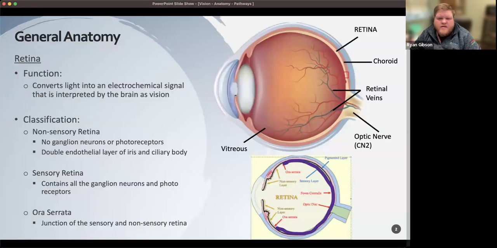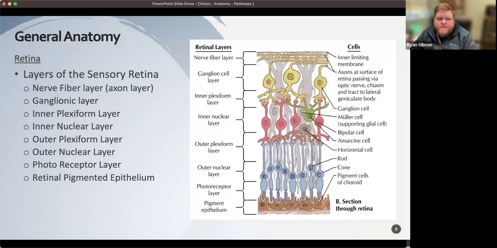Now we're going to zoom in. See that red box coming in there? That's where we're about to zoom in. So we're going to really dive in to the sensory retina. And the sensory retina, whoo, buddy, y'all, it has got a ton of layers.